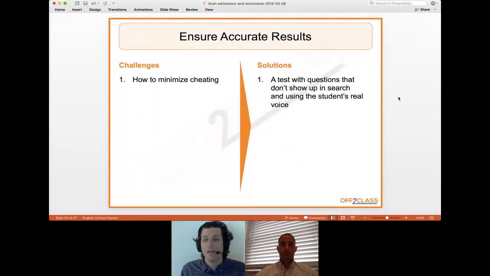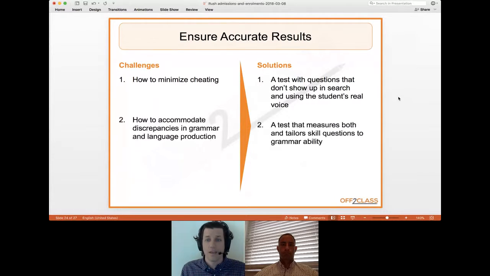That's number one. The second thing is, if you're going to test the students speaking, that the results are coming in the student's real voice. So that no matter what, when they're taking the test, they're going to have to be doing it in their voice. Okay, the second thing to ensure accurate results is accommodating discrepancies in grammar and language production.